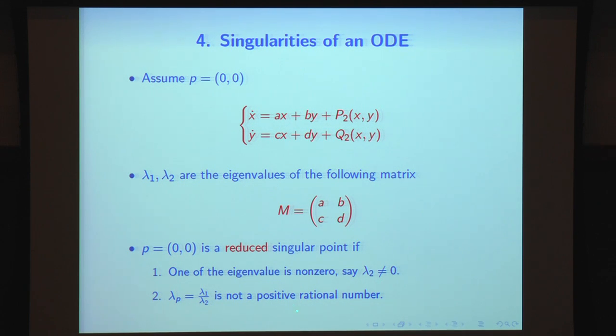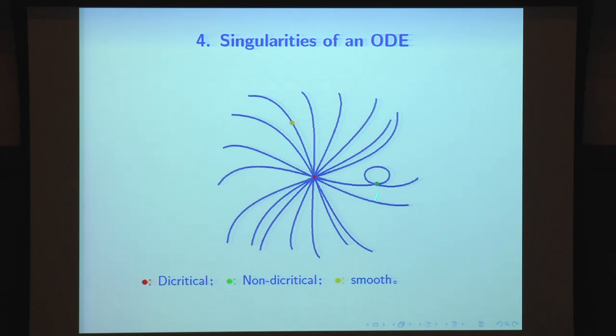Here, it is not a positive rational number. If it is a rational number, in the normal crossing case, this is a negative rational number. If it is a positive rational number, by using blowing up, you can get new singular points. The new singular points may have a negative rational number as an eigenvalue. So this is the singular point of the ODE, the non-dicritical singular point, or smooth point.